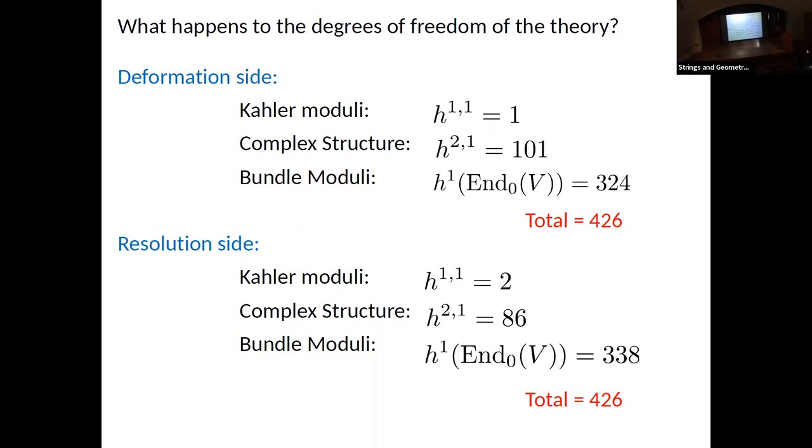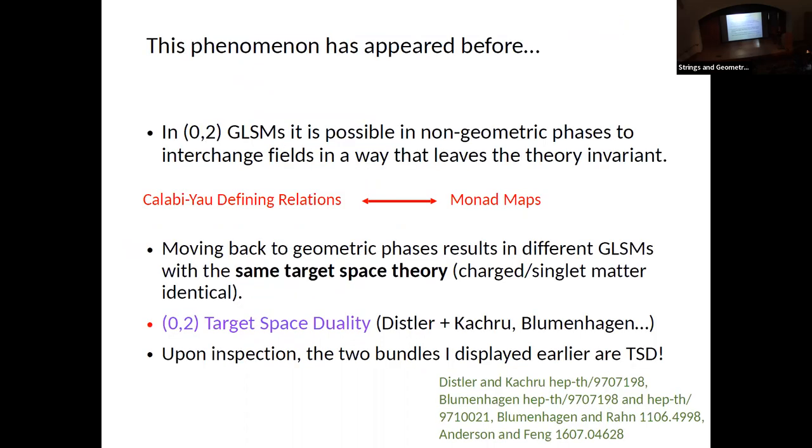I showed this for one example, but we have a general prescription and proof in our paper of exactly which curves we need to pull off and reabsorb for a general conifold in order to have this type of matching work. So this type of phenomenon, where the spectrum matches across a conifold for gauge bundles, has appeared before in the literature, approximately 1997, I believe.